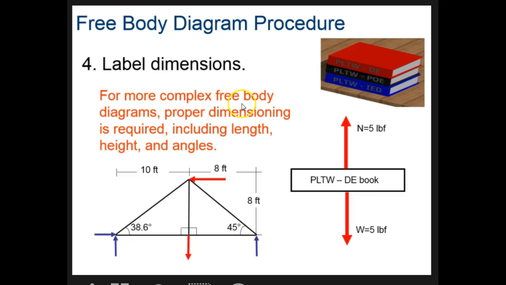For more complex free body diagrams, we may have to do some extra things such as lengths and heights. Notice that this one has some extra lengths added on here, some angles labeled on there, etc. We're not going to get to this kind of diagram for quite a while. We're going to be sticking with this kind for today. But I did want you just to see this kind.